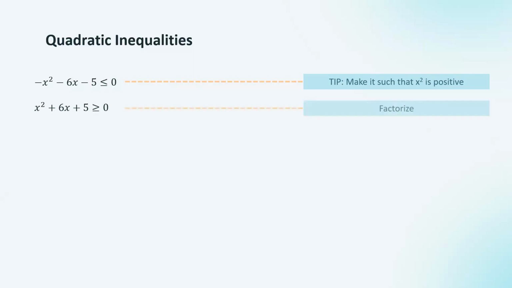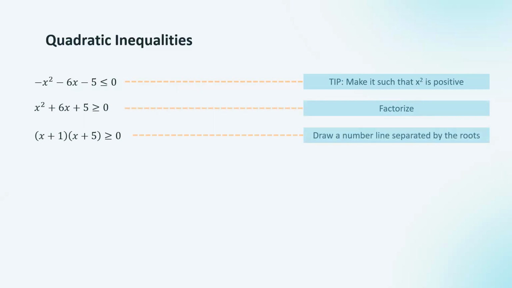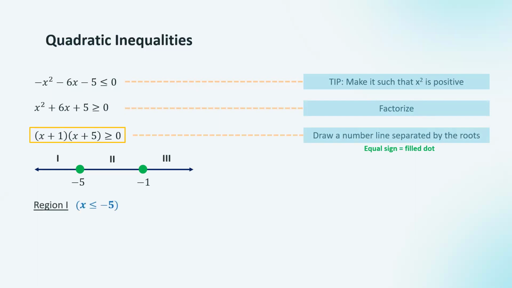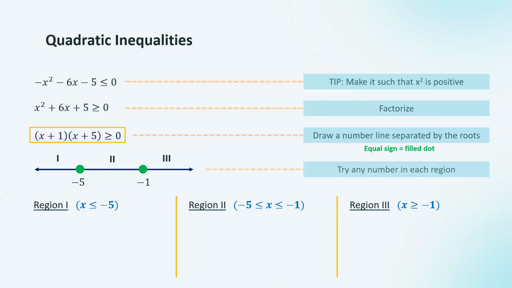After this, we can factorize it as usual, and then draw our number line. And again, remember that we have an equal sign, so equal sign means filled dot. That means the number line should look like this. The next step, as you know, is to divide the number line into 3 regions, and the 3 regions should look like this. Now, we are going to test each region. For the first region, let's say that x is equal to -6. If we input it into the expression on the left, we get 5.